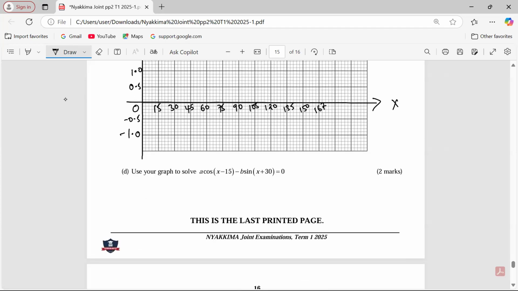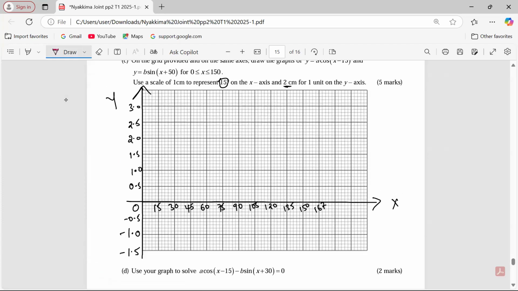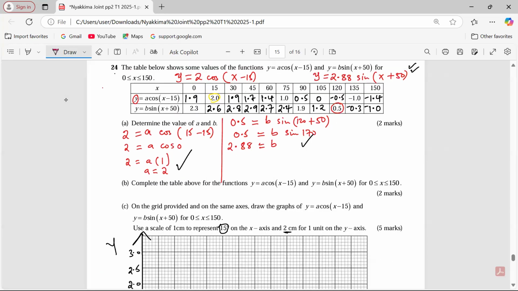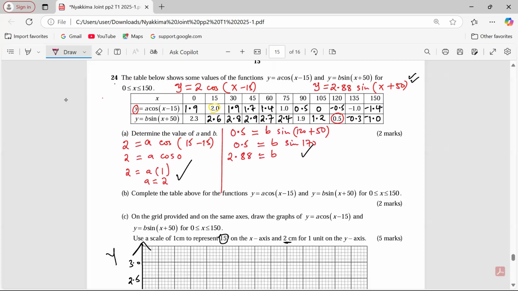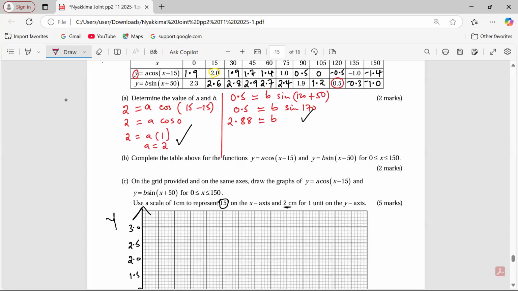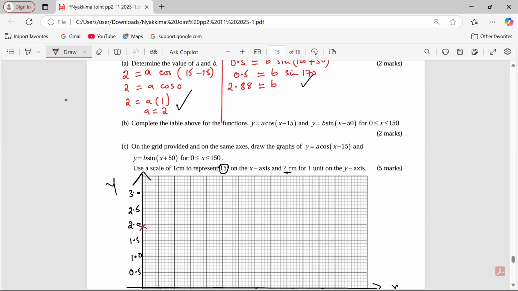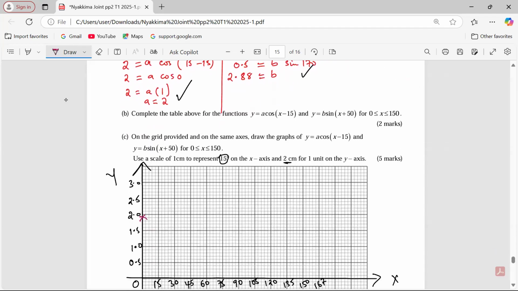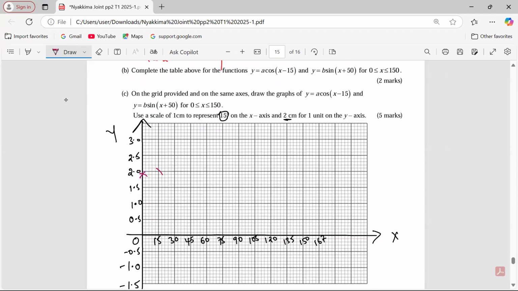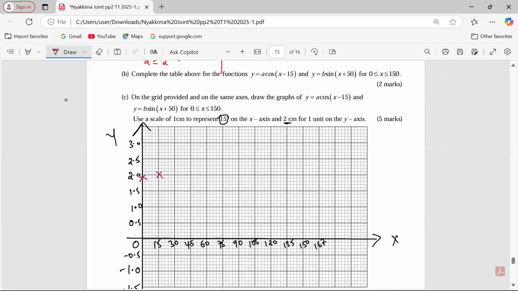So we have labeled our axis very well. Now we can go to the plotting. The first function first. So the first function is y equals a cosine of x minus 15. So at 0, 1.9. 1.9 shall be at this point. Then at 15, we go to 2. Then at 30, we go to 1.9.